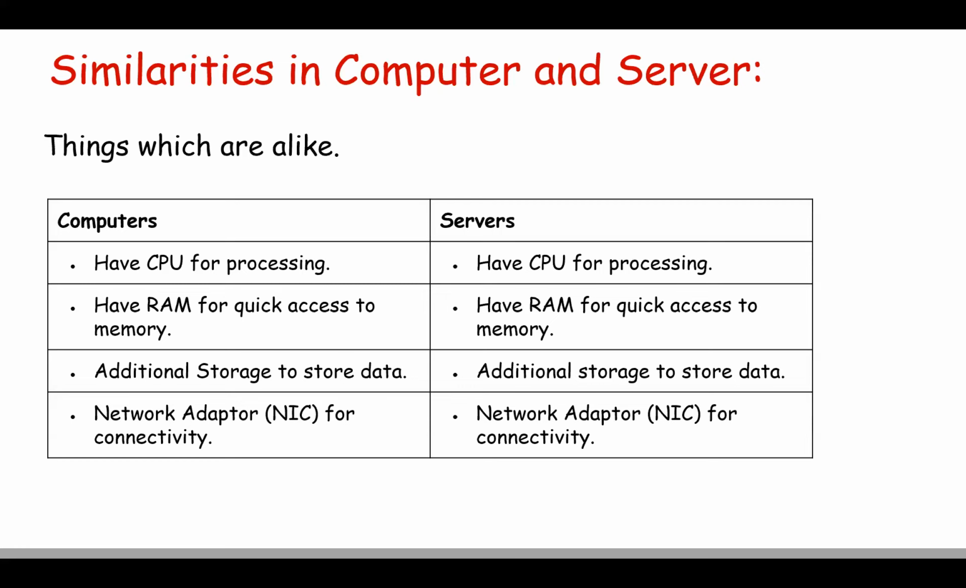The computer will have a CPU, the server obviously will have a CPU in it. The computer will have a RAM for quick access of memory. The server will also have a RAM in it. The additional storage to store the data, the computer requires. The server also needs additional storage to store the data. The computer needs a NIC for connectivity and the server needs a NIC for connectivity. So these are the four basic things which are similar in computers as well as servers.